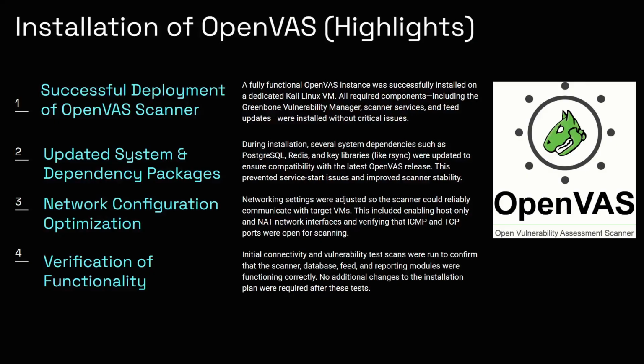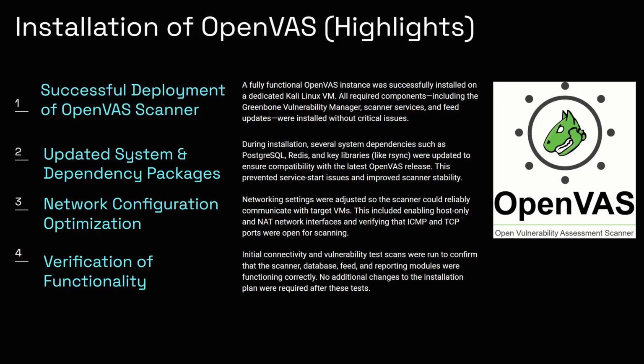To begin, the main goal was to install and configure a fully functional OpenVAS instance on a Kali Linux virtual machine. This included setting up all major components, such as the Greenbone Vulnerability Manager, the scanner engine, the web interface, and the supporting database services. One major success was completing the installation without any blocking issues. Once installed, OpenVAS recognized its components and initialized them correctly.